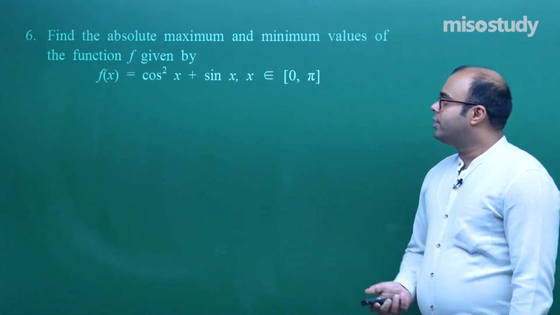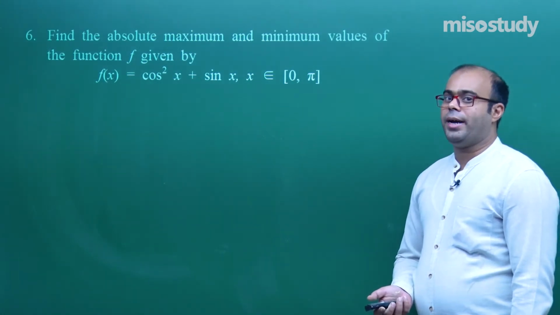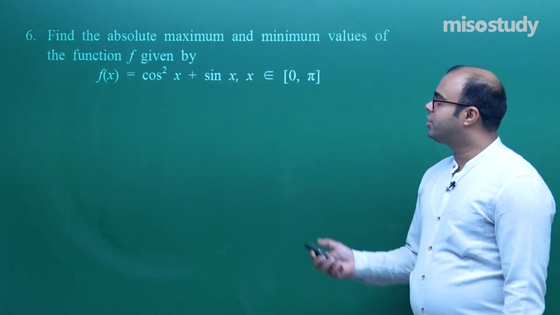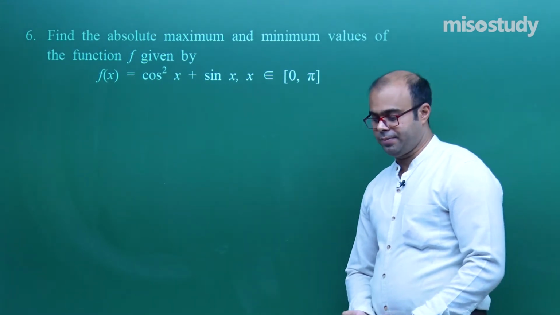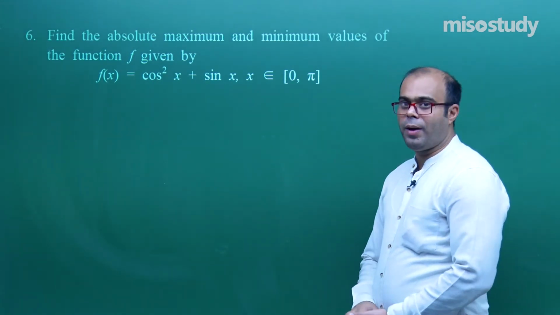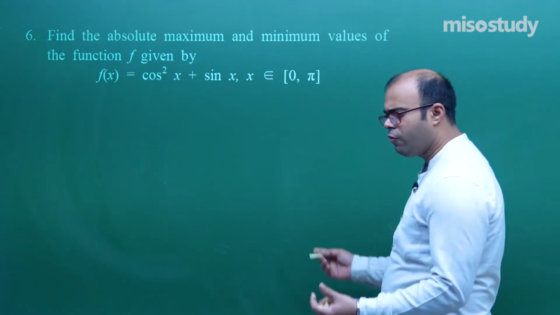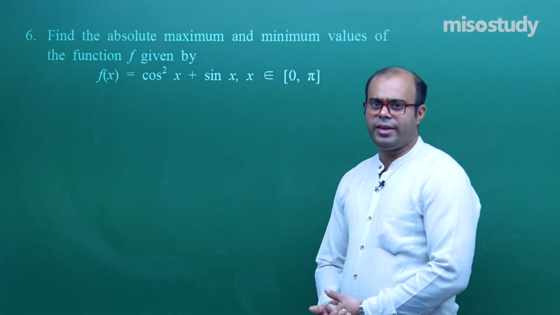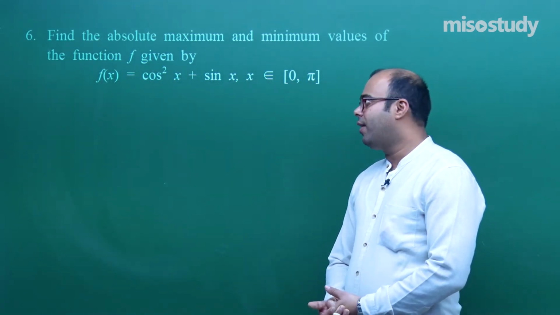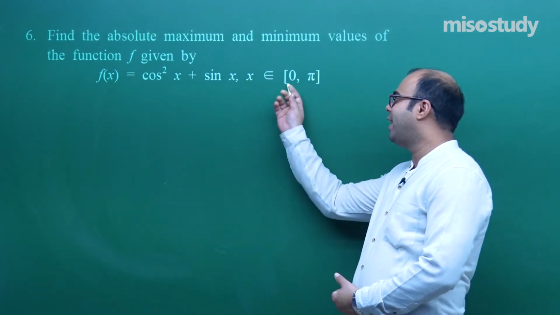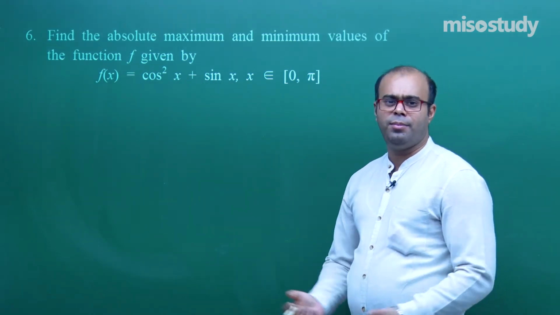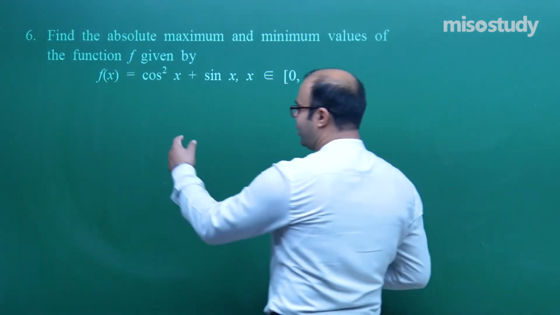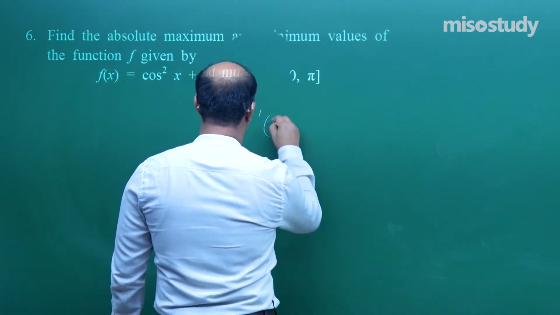In this question, students, they are asking about the absolute maximum and minimum value. The function is cos square x plus sin x, where x is between 0 to pi, both included. For absolute, what we do? We find the critical points, we find the value at critical points as well as the end points, and see the maximum and minimum value. That's it. So let us differentiate this f x.